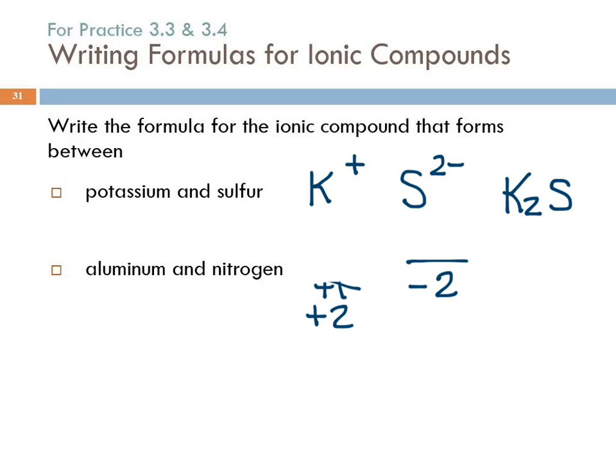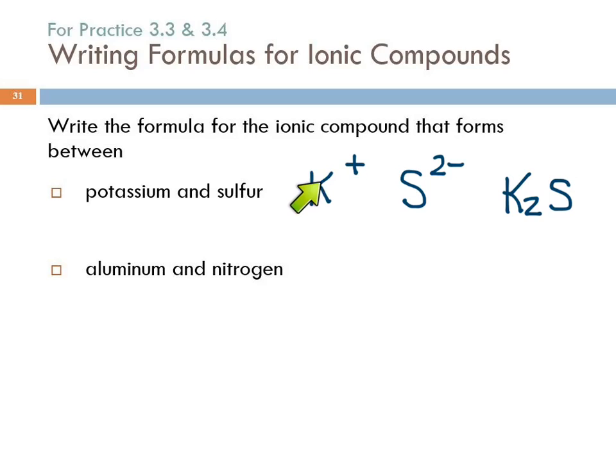So let's look at that hack method. Hack method is called crisscross, and students like it. It works most of the time, but it'll occasionally get you in trouble. So first thing with the crisscross method is to look at these charges and ask yourself, are they the same? No, they're not. If they're the same, all you have to do is shove the 2 ions together and you're done. Don't crisscross if it's +1, -1, +2, -2.